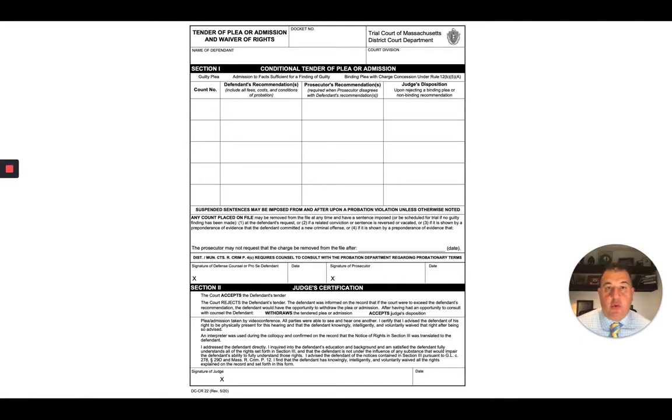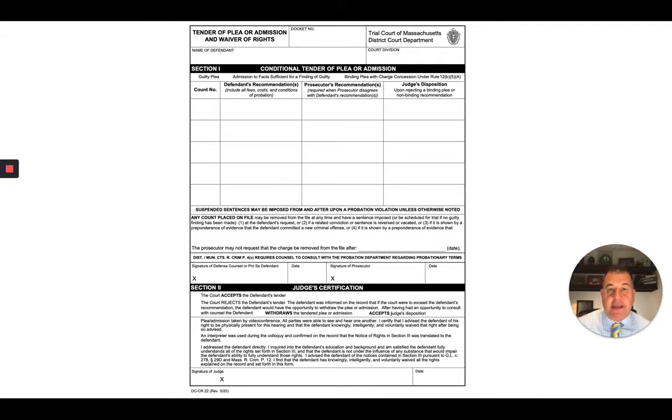Today I wanted to talk about one of the ways in which you can end a criminal case. While many cases go to trial, still the vast majority of cases either get dismissed or disposed of through what they call a tender plea, sometimes referred to as a plea deal. So I wanted to talk a little bit about that today. As you can see on the screen, we have the tender plea form that we use here in Massachusetts. This particular form is used in both the district courts as well as the juvenile courts. The Superior Court has a different process, so we're not going to talk about that today.